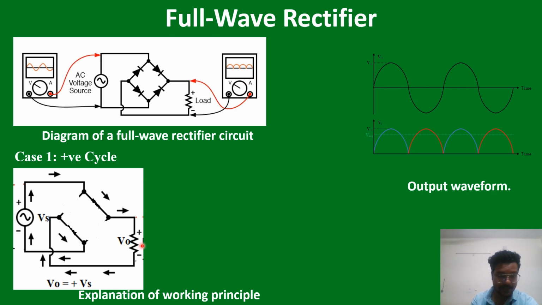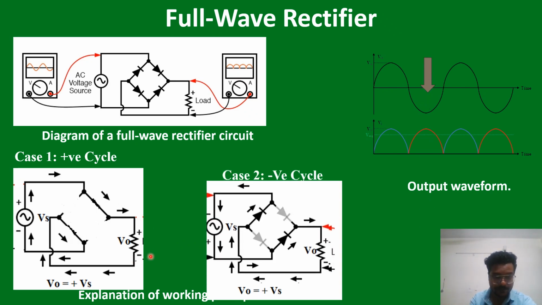So this one is the equivalent circuit for the positive cycle, where these two diodes are short circuit and the rest of the diodes are open circuit. Here you can see the positive terminal of the battery is connected to the positive terminal of the load, and the negative terminal of the battery is connected to the negative terminal of the load. So the output voltage polarity will remain the same.